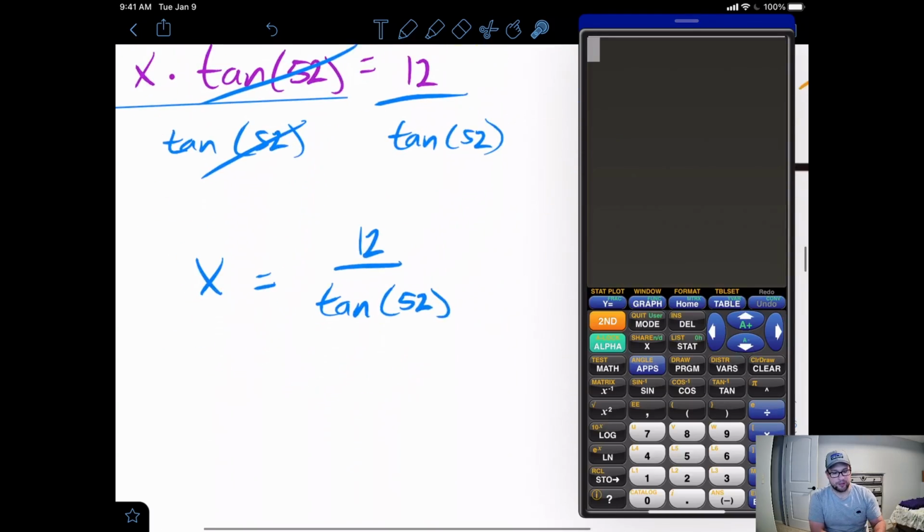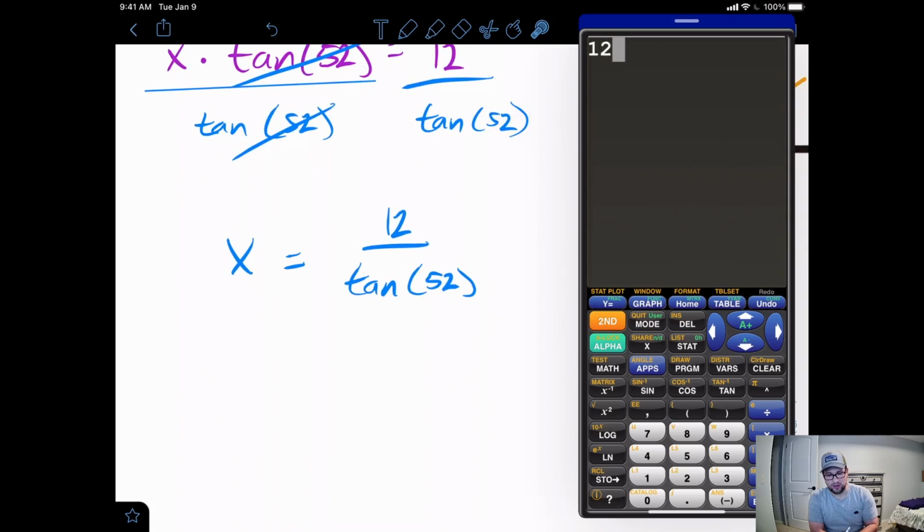Coming over here, I want to punch this in now. I'm going to say 12 divided by the tangent.